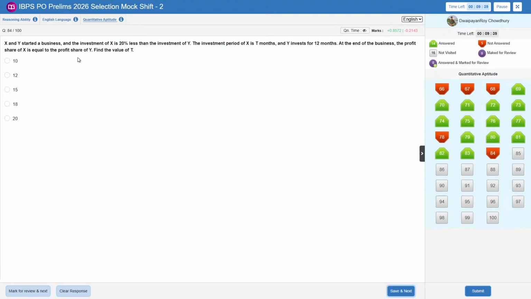X and Y started a business, investment 20 less. Okay, skipping this one for now. Ages of P and Q after 5 years will be 7 to 9, 4 years. 4 years from now, P's age will be equal to Q's present age. So currently P is Q minus 4, ratio of the present age of these two persons.